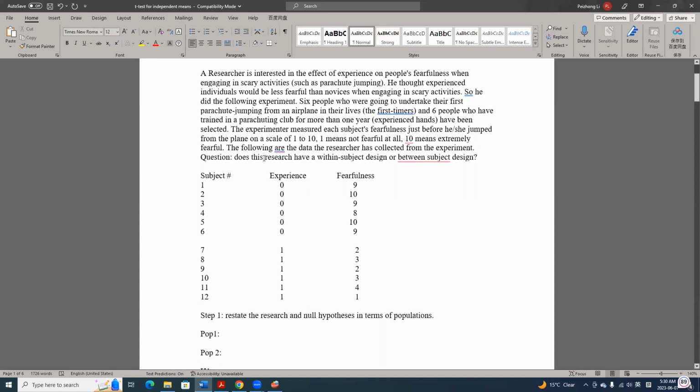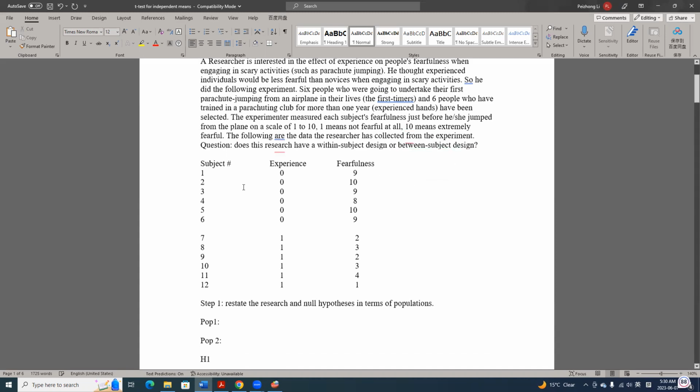First question, does this research have a within subject design or a between subject design? It's a between subject design.